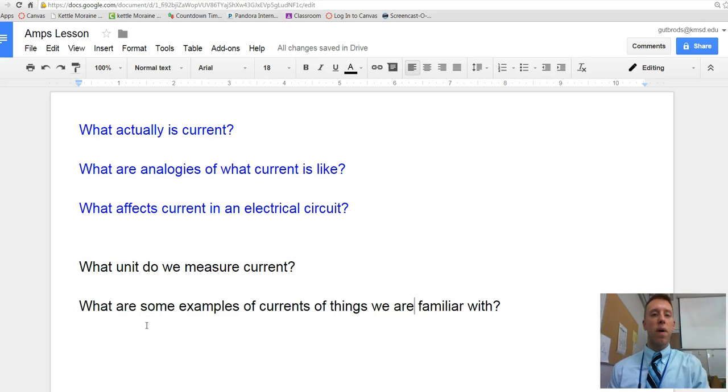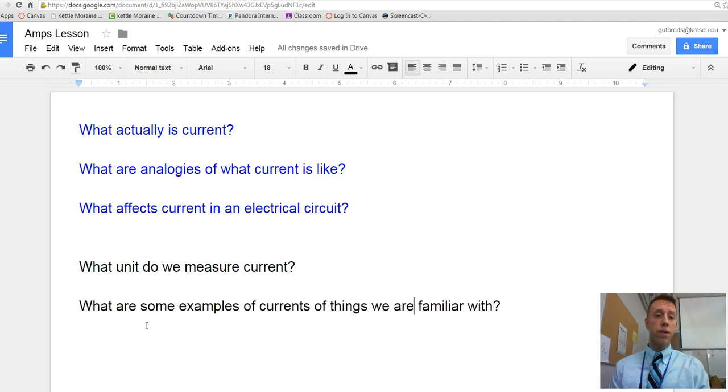This time around, let's figure out what current is. So we should have an understanding of what electricity is. We should have a general idea what voltage is, which is kind of a trickier one to understand. So this time around, let's figure out what current actually is. And then after this one, we'll figure out what resistance is.